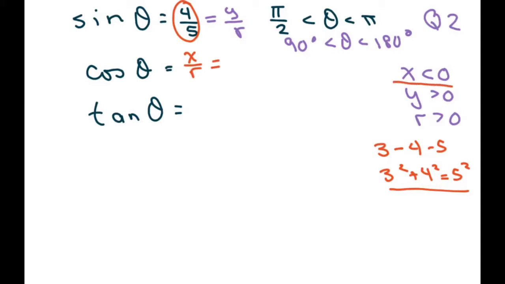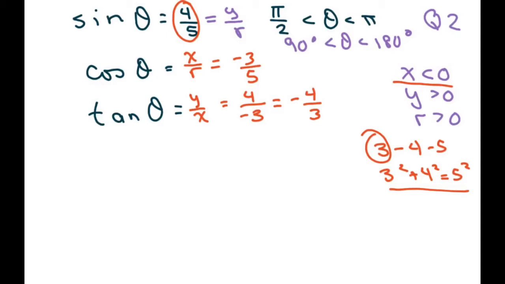X is negative in quadrant 2, so my x is going to be the 3. So it's going to be negative 3 over 5. And my tan is y over x. So my y is 4, and my x is negative 3. And you just want to write it like this. It doesn't matter where you put the negative at this stage.